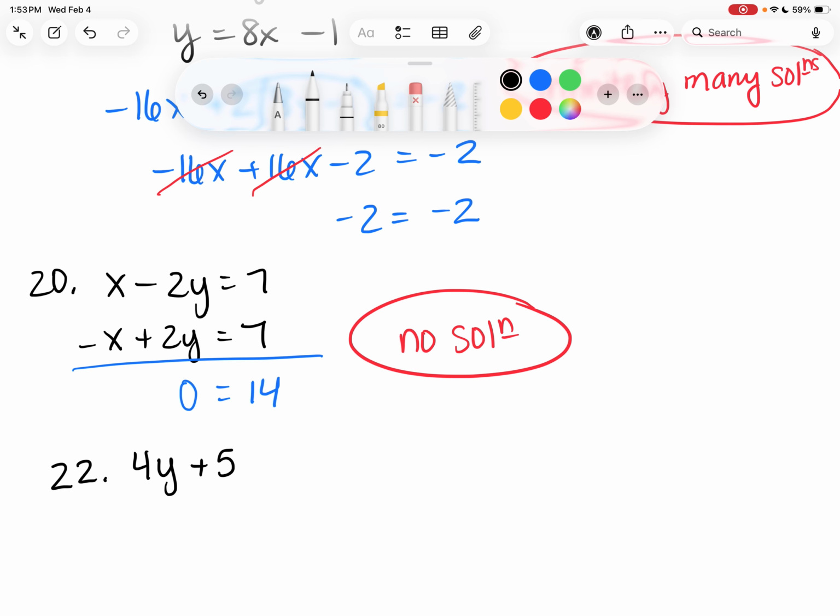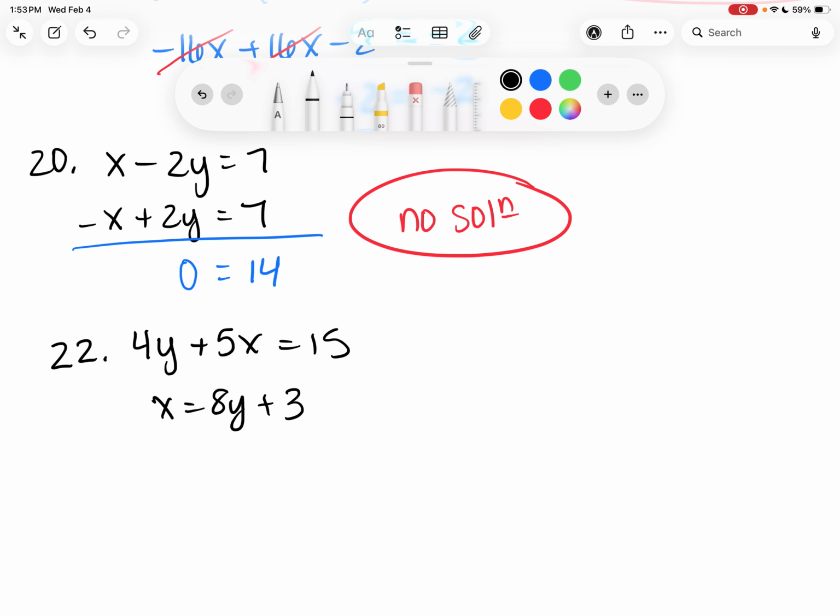4y plus 5x equals 15, and x equals 8y plus 3. What method do you think we should use with this one? Substitution's probably better because, again, nothing already has the same number, opposite signs. x is already by itself. Might as well use that.